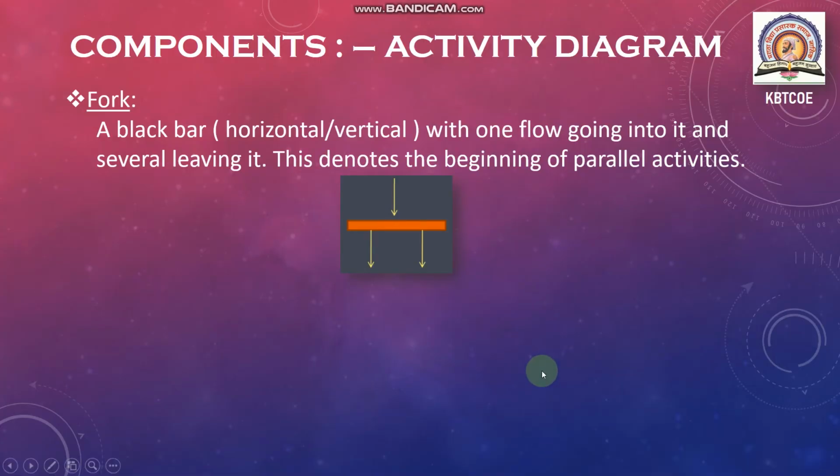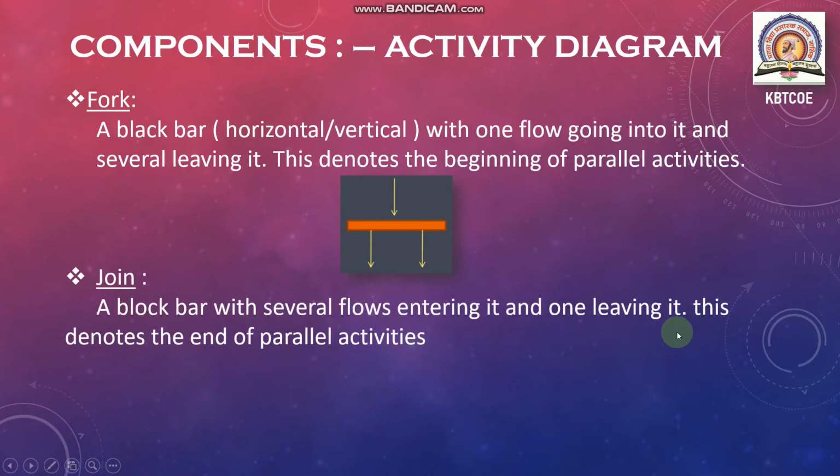A black bar, horizontal or vertical, with one flow going into it and several leaving it. This denotes the beginning of the parallel activity. In simple words, forking means when a horizontal bar or a synchronization bar has one flow going into it and several leaving the synchronization bar. This is termed as forking. Generally, forking is used when there are multiple parallel activities involved in the working of the system.